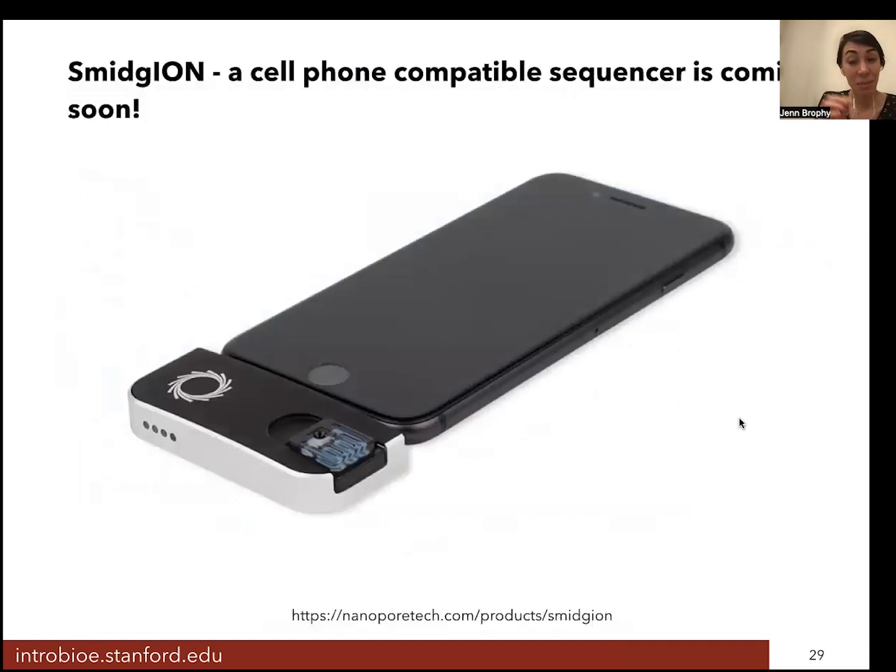Okay, this is something that I'm super excited about. I haven't seen it come out yet. We did talk about it last year and it's still not out, so I'm not sure exactly when it will happen. But Oxford Nanopore, the company that makes these types of sequencing devices, has been talking about SmidgION. So if MinION is the version of the sequencer that you can plug into your USB port on a computer, SmidgION is one that you can plug into your cell phone and get some sequencing to occur. And I just think it would be so fun to have a little device that you plug into your phone and that you can take sequence of maybe in the field or on the fly.